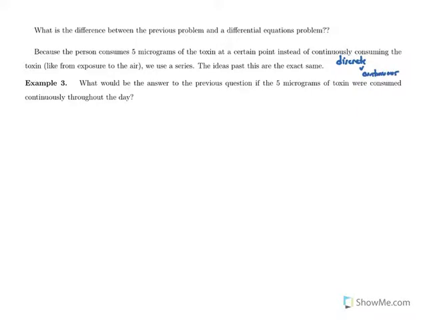The discrete example is saying that we add 5 micrograms at a specific point in time into the body. Continuous means that we add 5 micrograms throughout the day in a steady kind of way. It's always adding stuff into the system. And when we have a continuous kind of thing, then we can use a differential equation. So if we did the differential equation thing here, if we added 5 micrograms continuously, we would have dy/dt equal to 5 added minus 0.02y.